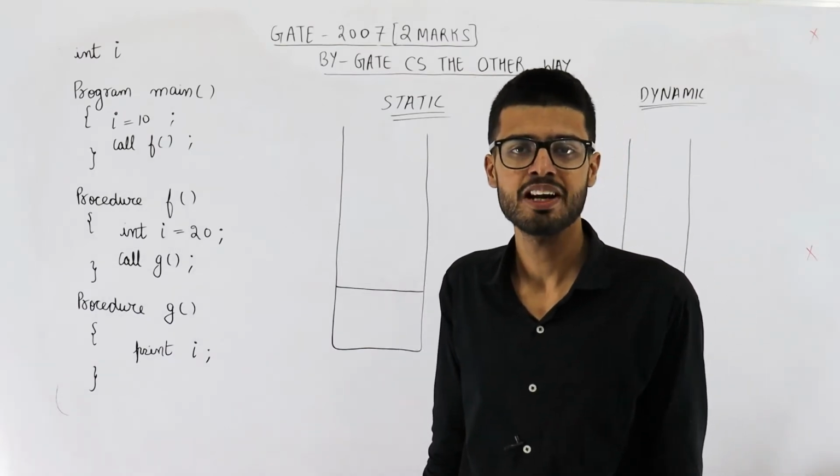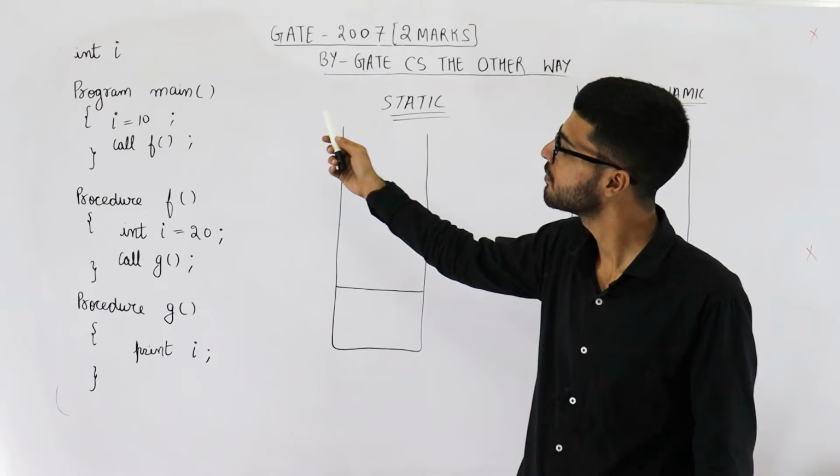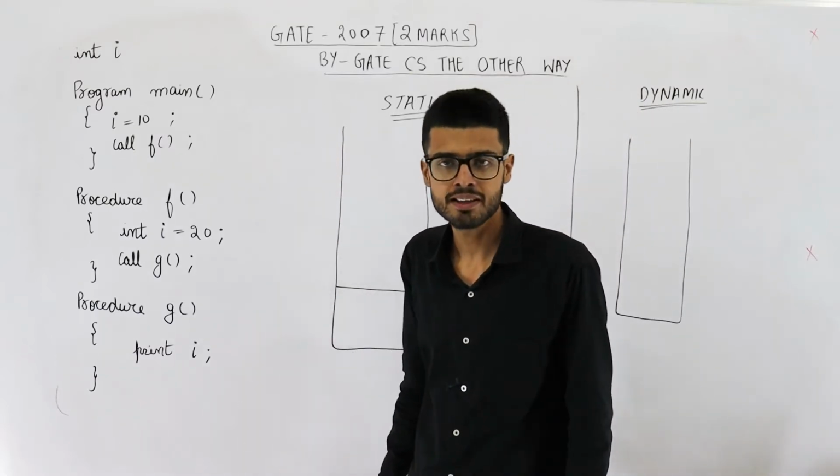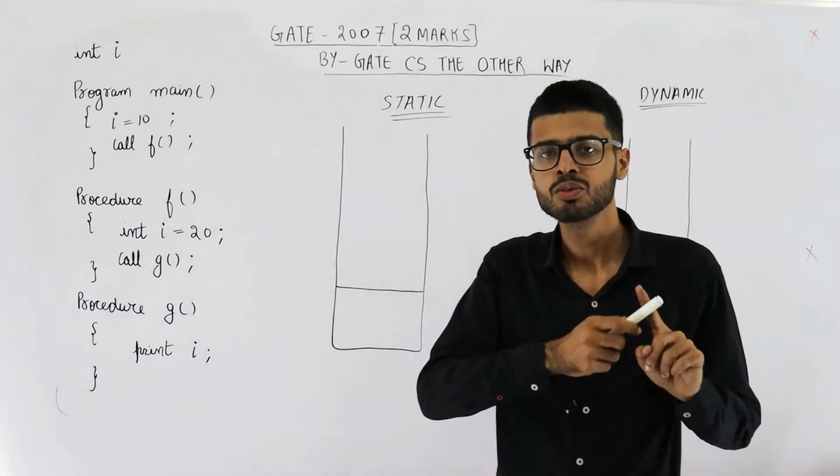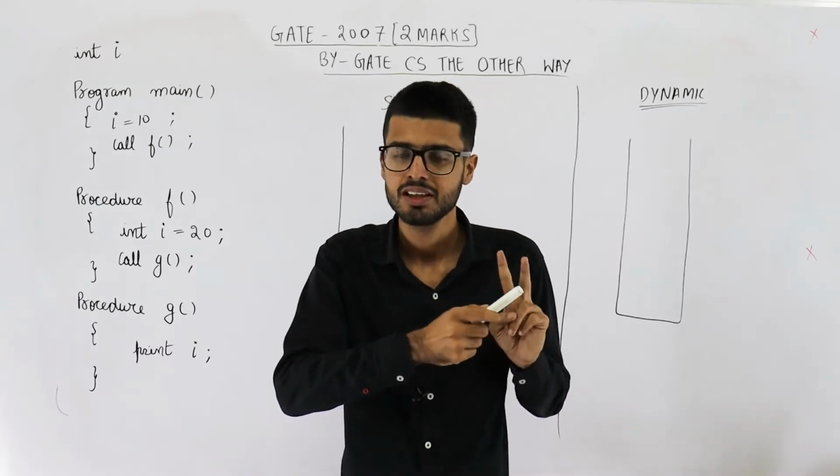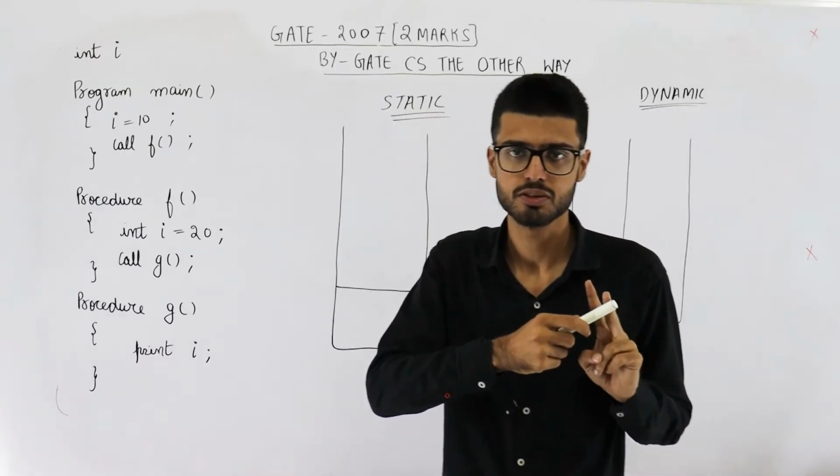This question is from GATE 2007 exam. They have given you this program and you need to find its output in two cases. Case 1 is if static scoping is used. Case 2 is if dynamic scoping is used.